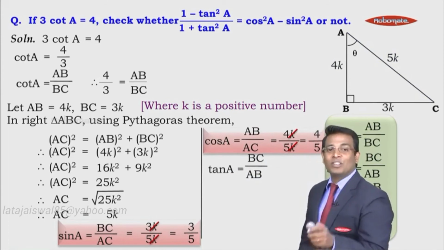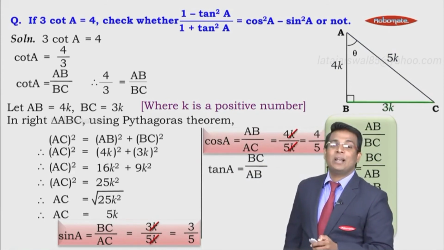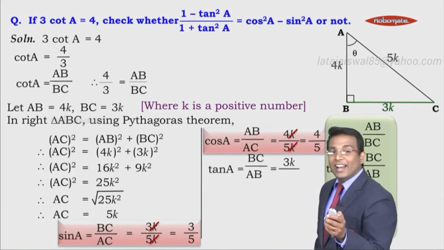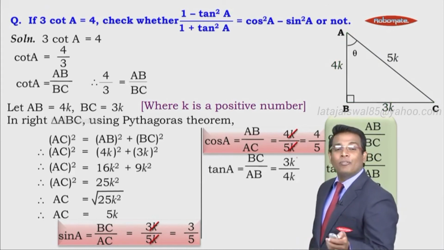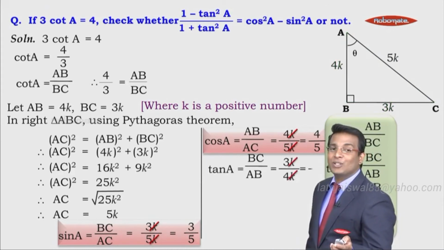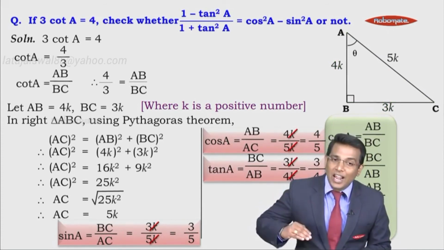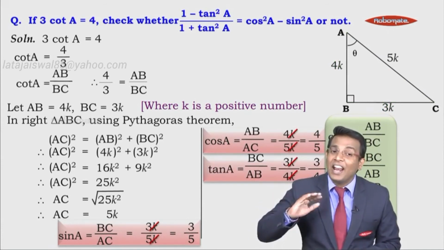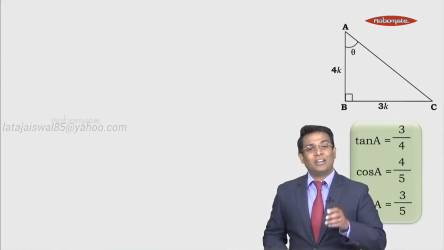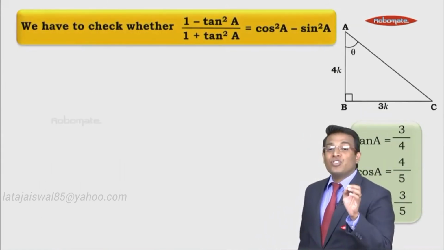Same way, now we want the value of tan A, which is nothing but BC upon AB. That is 3K upon 4K, and K and K get cancelled. So we get the value of tan A to be 3 by 4. So we got the value of sin A, cos A and tan A. Now we have to verify. So let's verify it. Now we have to just substitute that. So we have to check whether it is equal.